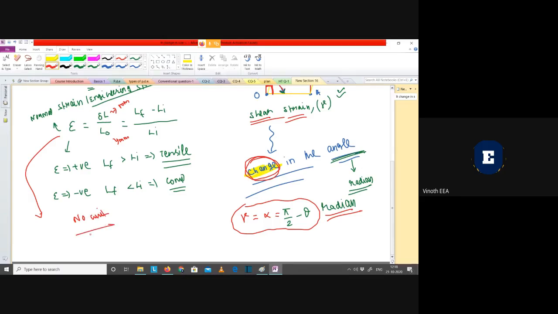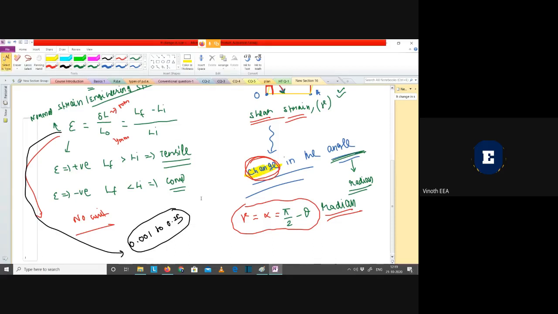There is a range which you can keep in mind. This normal strain will generally occur between 0.001 to 0.25. I'm just giving you a general range, you remember this, it might be useful somewhere. Why am I asking you to remember the range? Again, this is also a trick or tip when you are writing the exam.